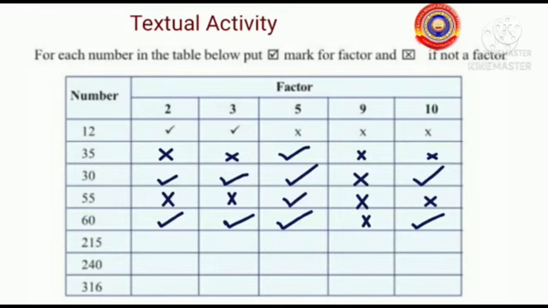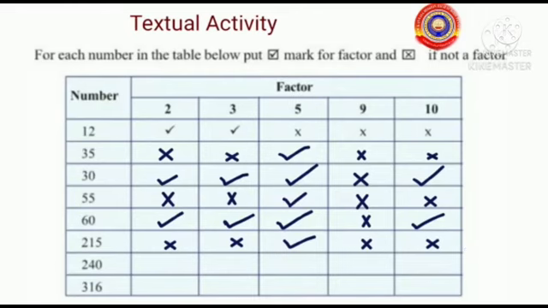Next number is 215. The digit in its ones place is 5. So 5 is the factor of 215. 2 and 10 are not the factors of 215. Next, find its digital root, that is 2 plus 1 plus 5, which is equal to 8. 8 is not a multiple of 3 and 9. So, 3 and 9 are not the factors of 215.